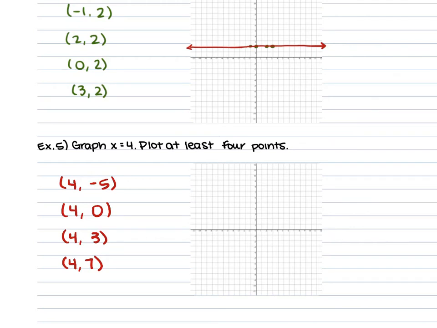So if we plot these points, the (4, -5) is here, then you have (4, 0), (4, 3), and (4, 7). So from here, you would just draw that line through these points, and then put your arrow at the top and the bottom of that line.